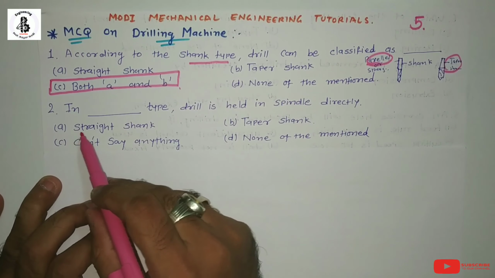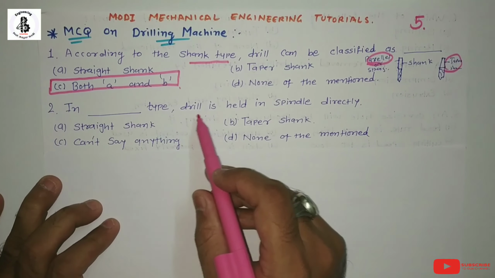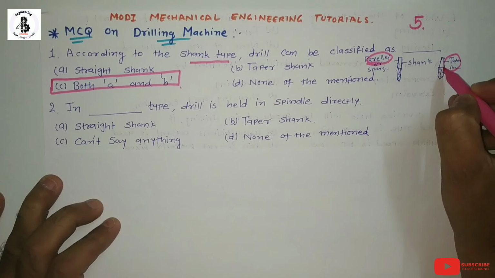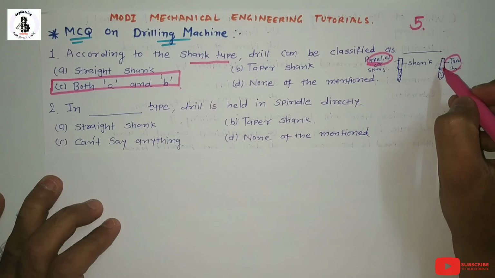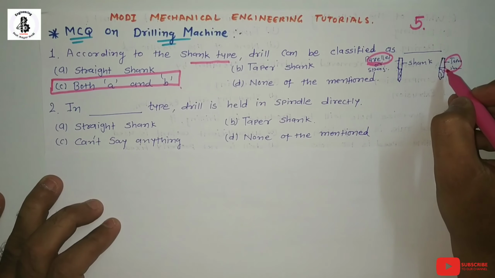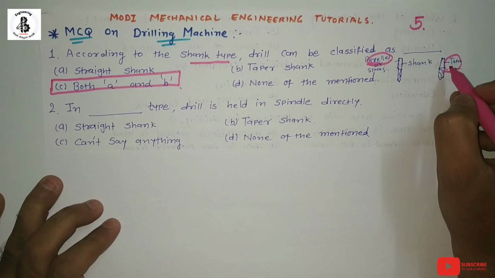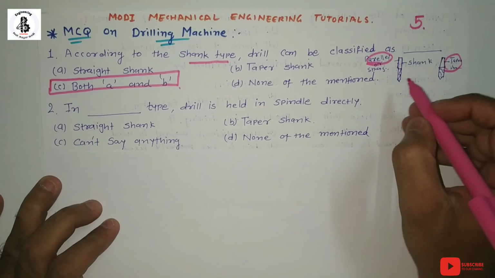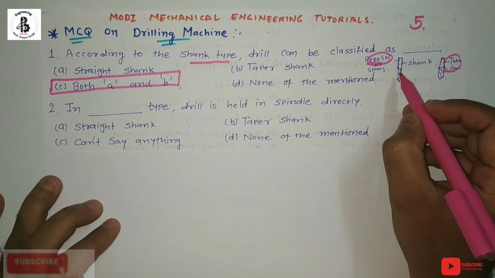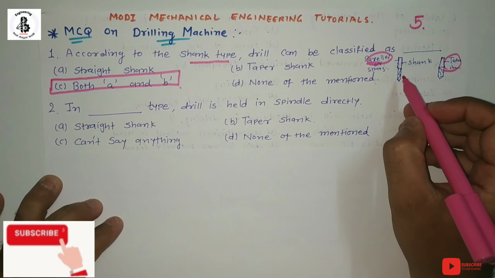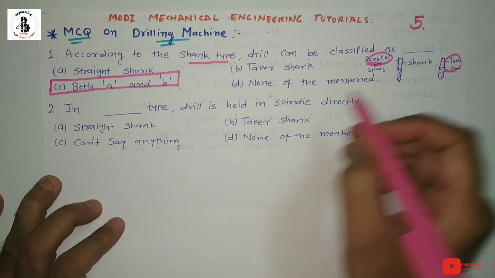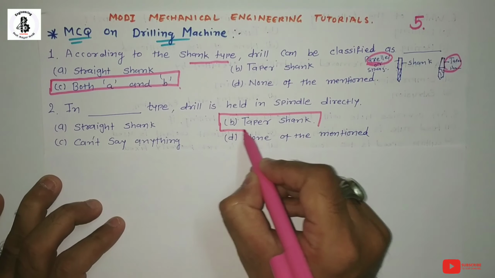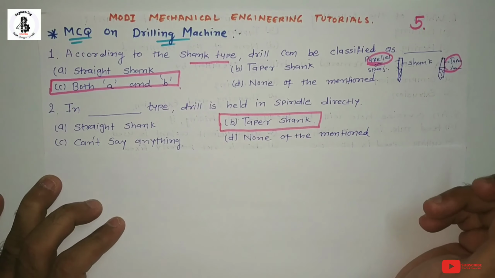So in case of the taper type, the drill is held into the spindle directly, because this taper section can be easily fitted into that tool holding device. In case of the taper shank, the tool is directly held into the spindle. In case of the parallel shank, different kinds of tool holding mechanisms are required. So for this question, in taper shank, the drill is directly held into the spindle.